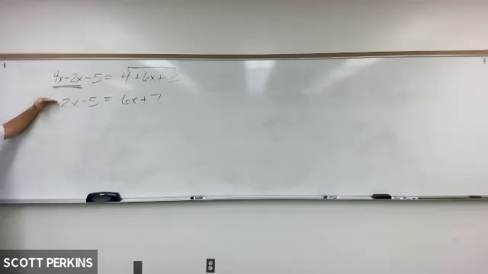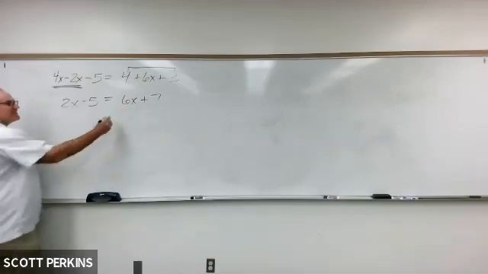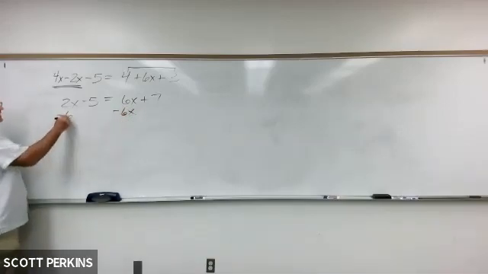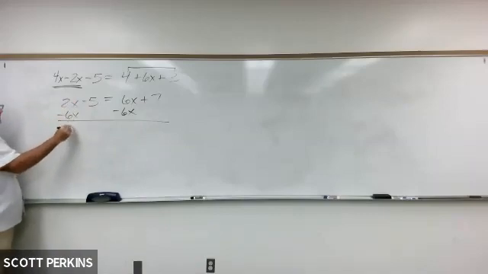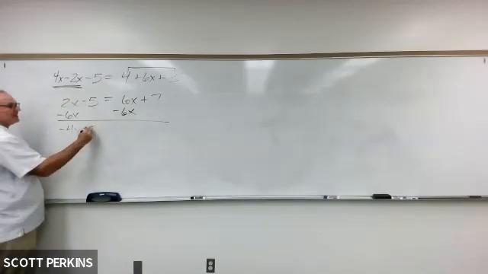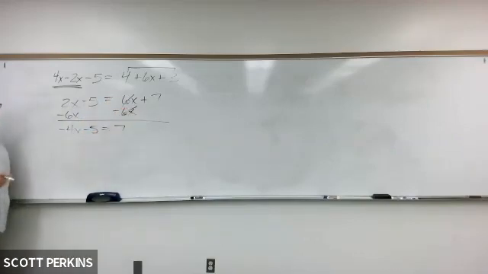Now I'm going to move my stuff around. So I'm going to put my x's on the left, I'm going to put my numbers on the right. So x is on the left, I'm going to subtract 6x. 2x minus 6x is -4 of them. I've not done anything with the 5 yet. The 6x's cancel, and I've got 7.